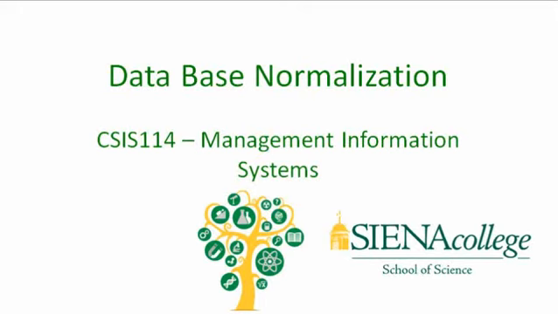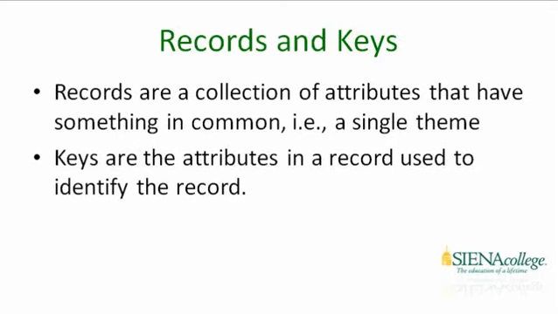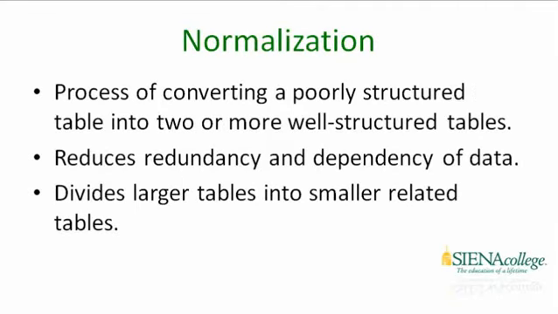Today we are going to talk about database normalization. First, a review, defining records and keys. Records are a collection of attributes that have something in common, basically a single theme. Keys are the attributes in a record used to identify that record. Now, database normalization is the process of converting a poorly structured table into two or more well-structured tables.